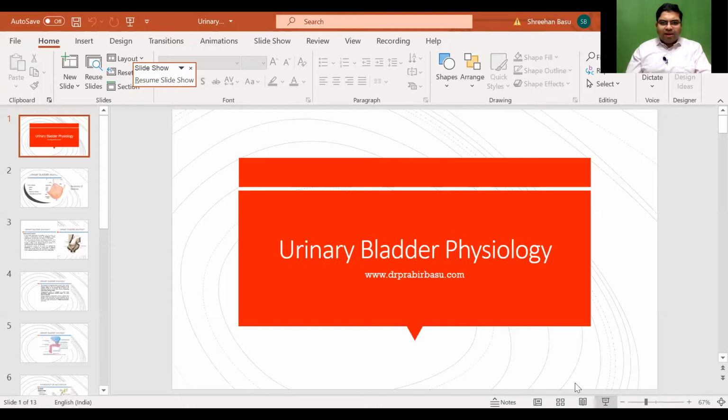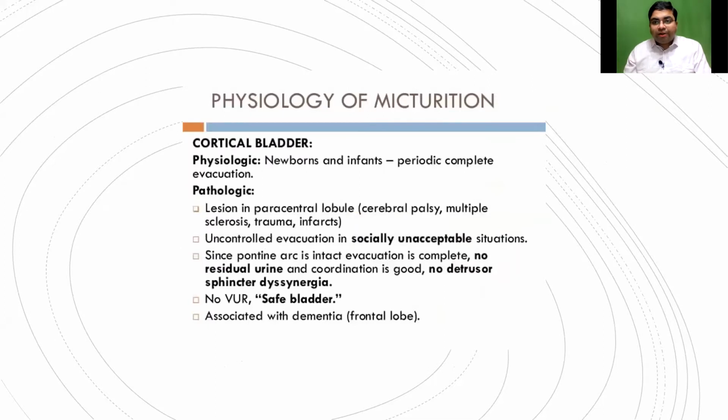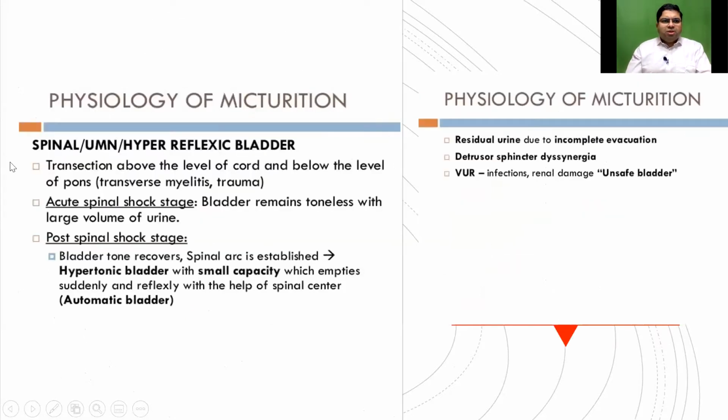So now I go back to our slides presentation. Where we were, I've just come to the different types of bladder we're talking about. So what happens in a cortical bladder? The higher center is gone. The higher center gone means the person goes into an automatic state. Whenever his bladder is filled, by reflex mechanism, he is able to void. That's happening in toddlers. It's happening in dementia patients.